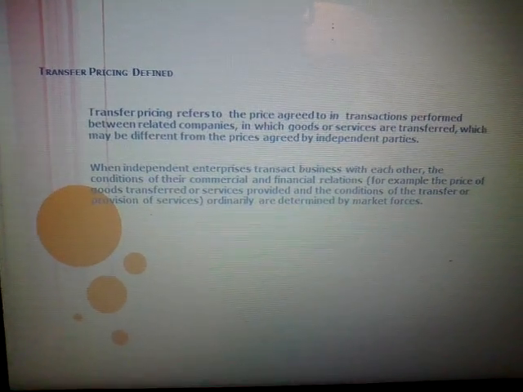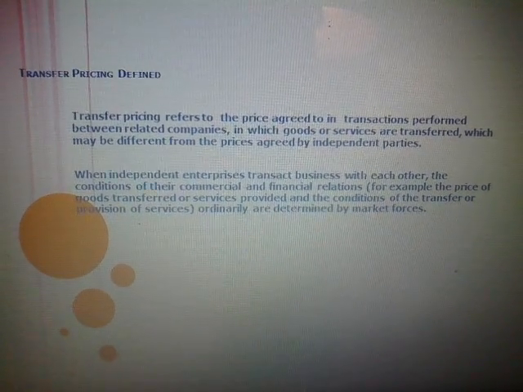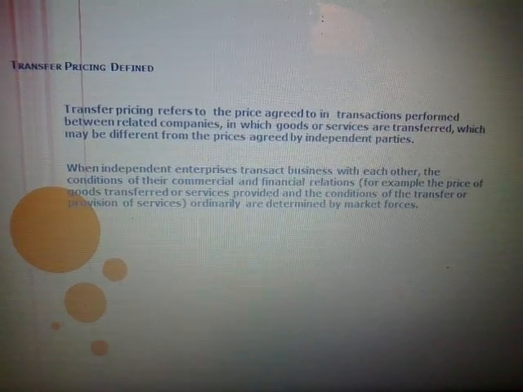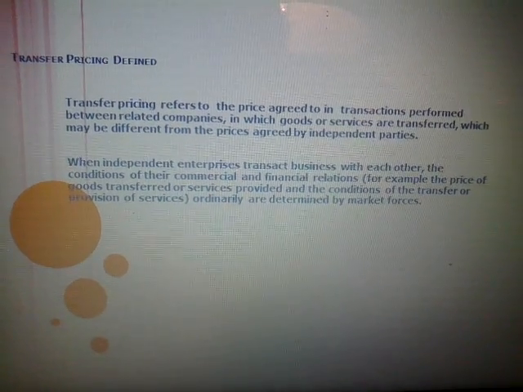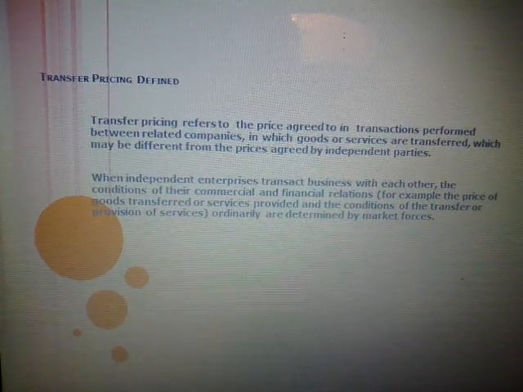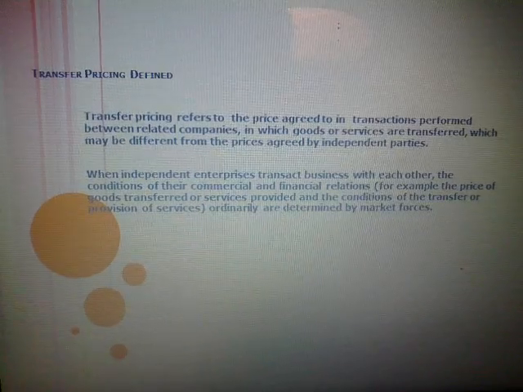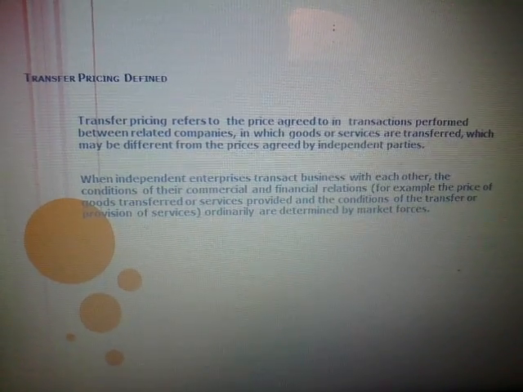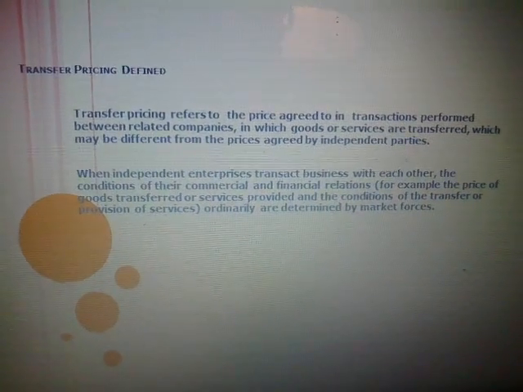Transfer pricing defined. Transfer pricing refers to the price agreed to in transactions performed between related companies in which goods or services are transferred, which may be different from the prices agreed by independent parties. When independent enterprises transact business with each other, the conditions of their commercial and financial relations, for example, the price of goods transferred or services provided, and the conditions of the transfer or provision of services, ordinarily are determined by market forces.